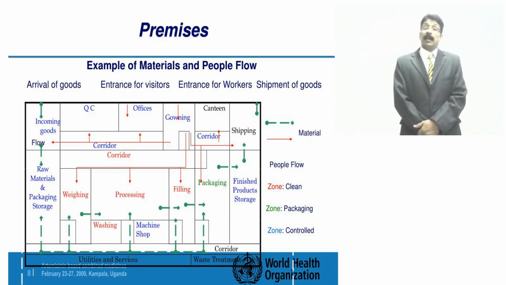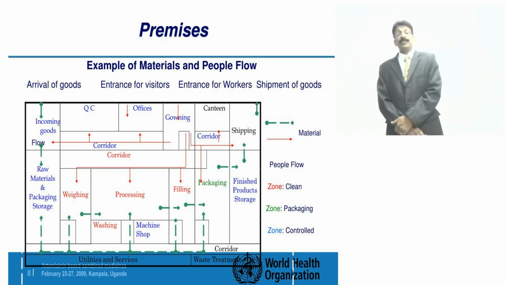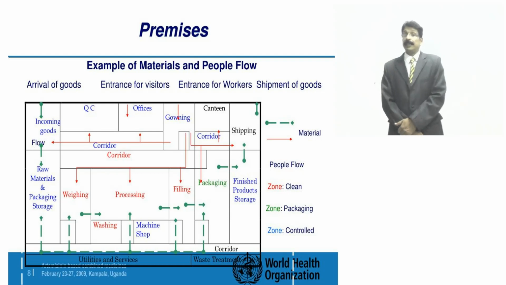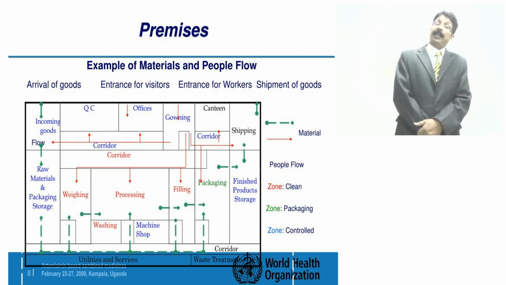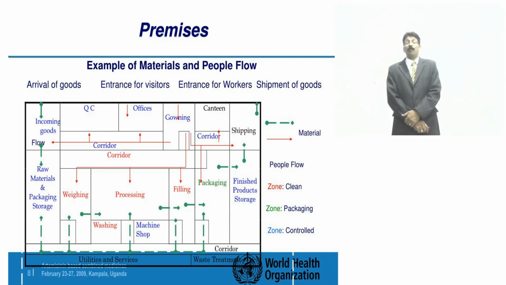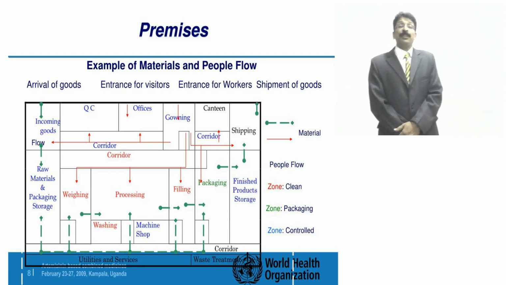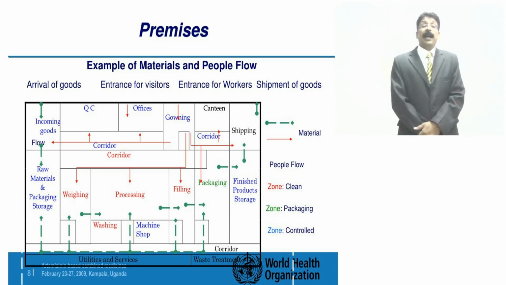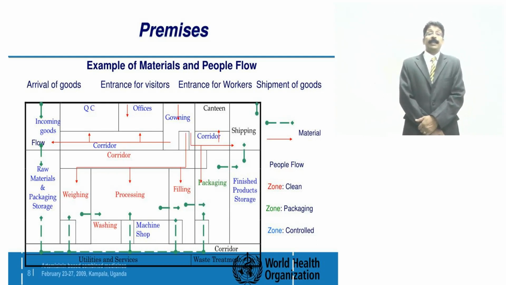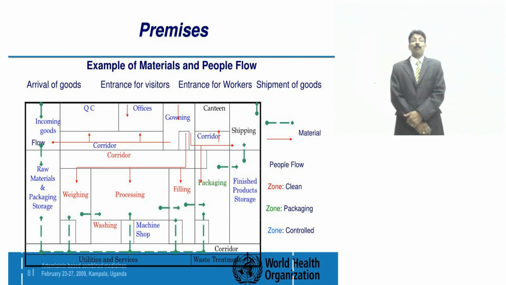Arrival goods area, entrance of visitors, entrance of workers, entrance of shipments of goods: like that, 4 different channels of entering into the premises, and how materials can enter, and how you can see the people entering. And the zones, you can see the red color zones are almost clean areas, like offices, quality control, and the raw material area, packing area, these are shown with blue color and green arrows.